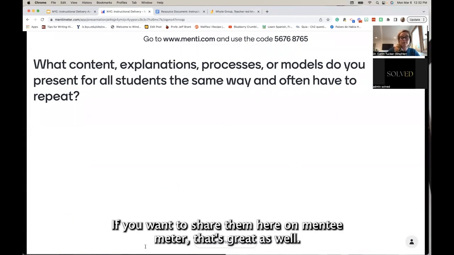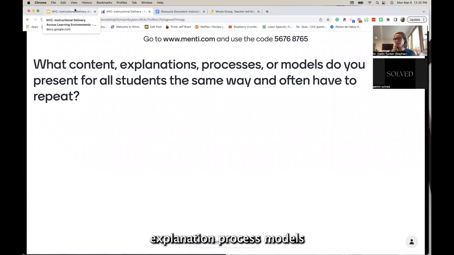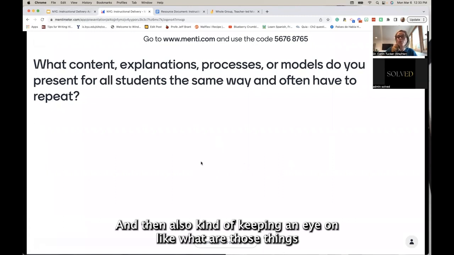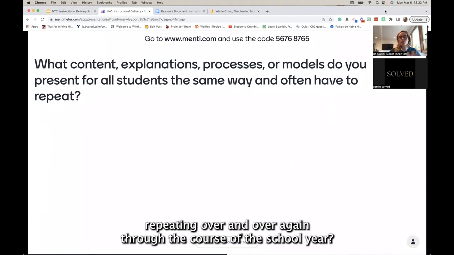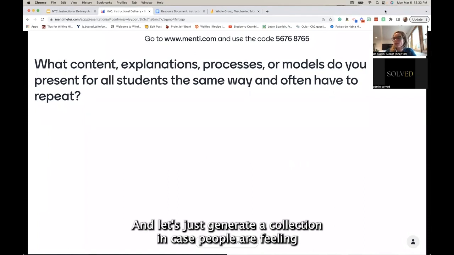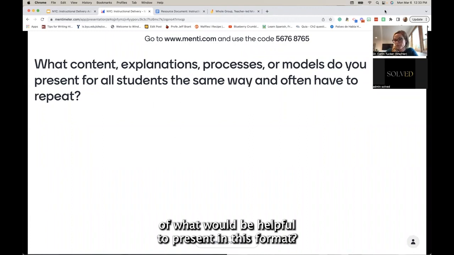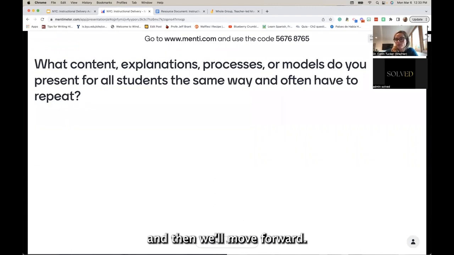If you want to share them here on Mentimeter, that's great as well. So what's that content, explanation, process, models that you typically present the same way for all students? And also, what are those things you find yourself repeating over and over again through the course of the school year? Let's just generate a collection in case people are struggling a little bit to identify, what would I make a video of? What would be helpful to present in this format? I'll mute myself for the next minute, let you share your ideas here, and then we'll move forward.